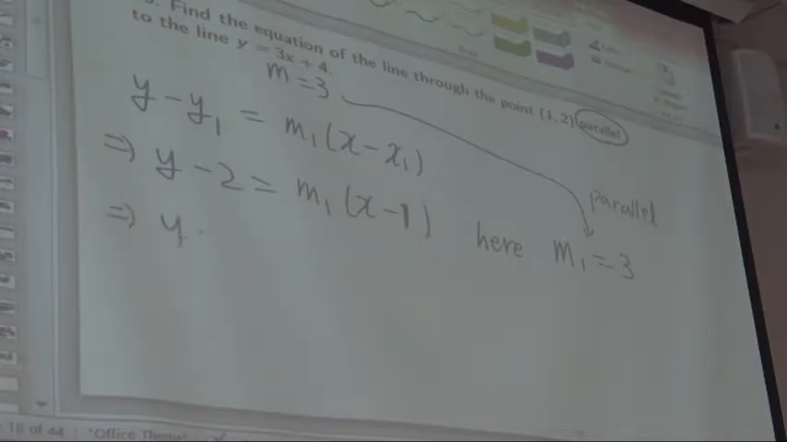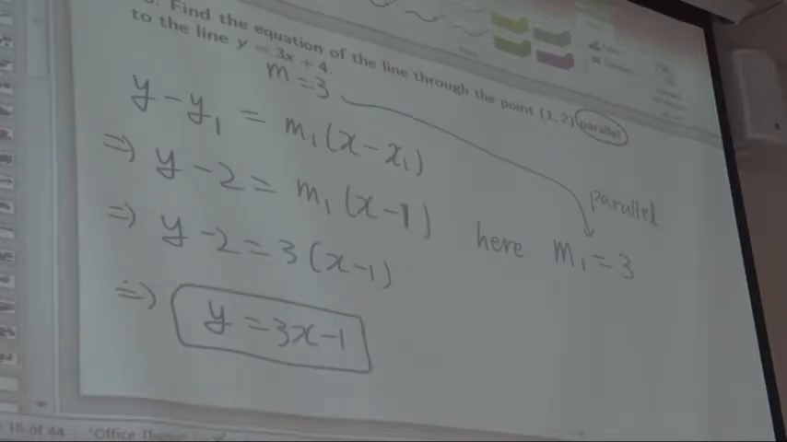So we have y minus 2 is 3 times x minus 1, and when we simplify this, we have y equals 3x minus 1. And that's the line. So if you get up to this point, this is easy. You can try that. That is an easy step.